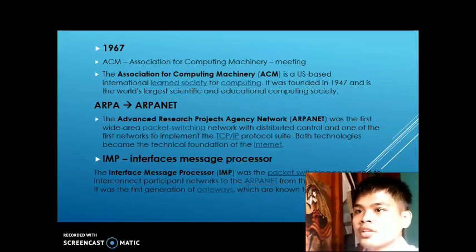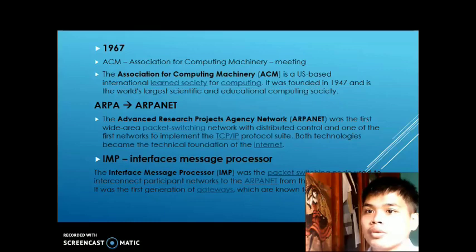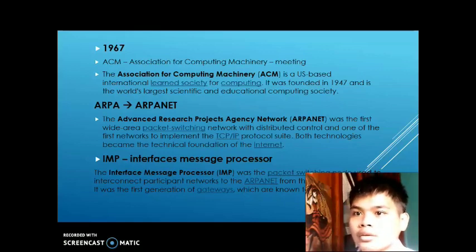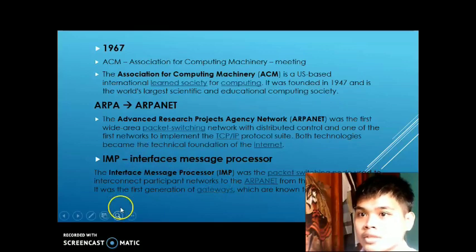IMP, or Interface Message Processor. The Interface Message Processor was the packet switching node used to interconnect participants' networks to the ARPANET from the late 1960s to 1989. It was the first generation of gateways, which are known today as routers.